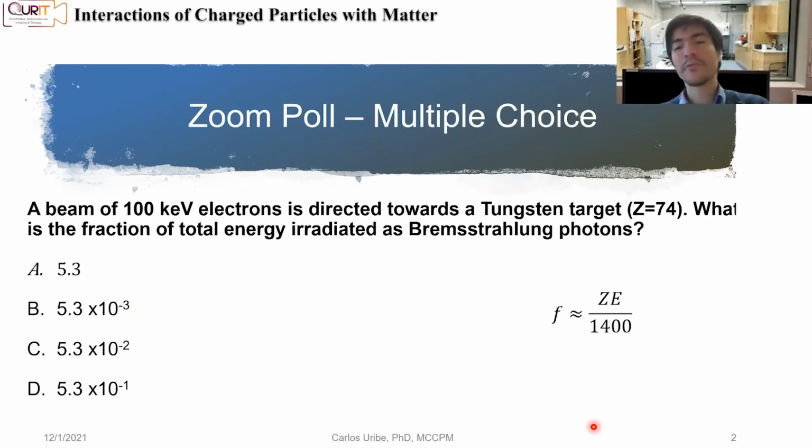Let's start with an approximation in just tungsten. This is an example. If a beam of 100 keV electrons is directed towards a tungsten target, and Z for tungsten is 74, what is the fraction of the total energy irradiated as Bremsstrahlung photons? So take your calculators and think about this.